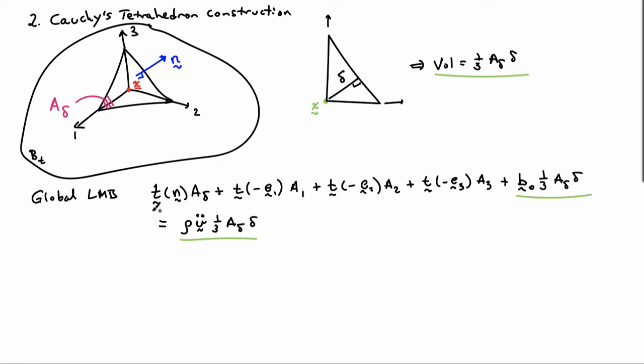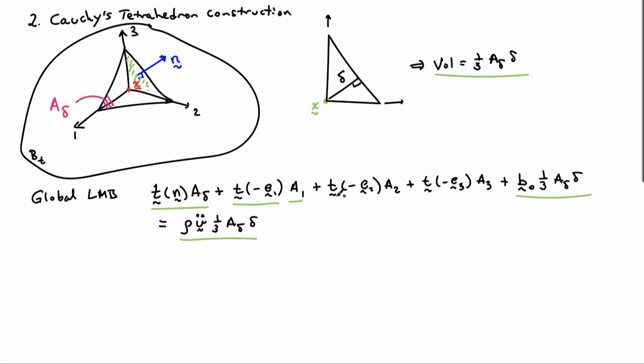So on the slanted face, I have the traction times the area, and it's evaluated on its normal, which is n. And then on the back face, whose outward normal is minus E1, I'll have T evaluated on minus E1 times the area of that back face. So that's this face back in here.